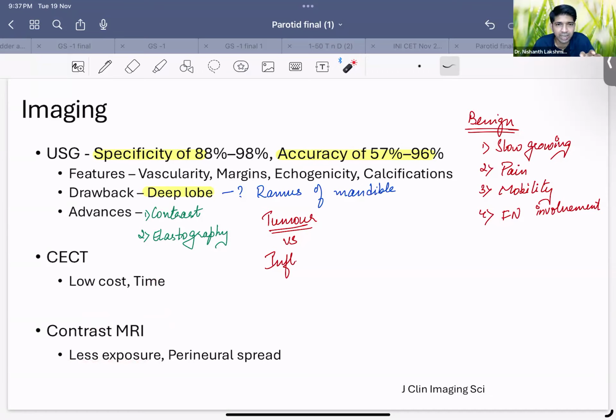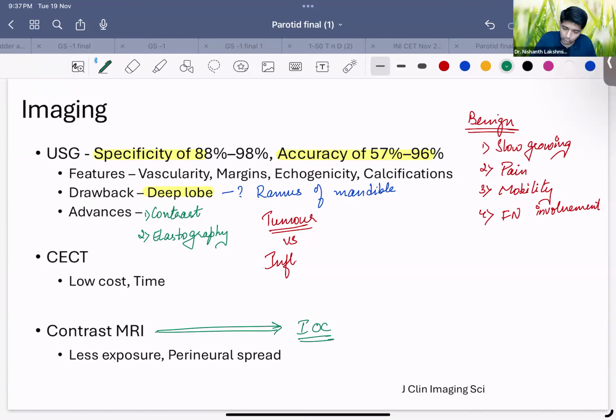So compliance is not that great. But the advantage is that if there is perineural spread, you can pick it up much better on an MRI as compared to the CT scan. So if given a choice, if they ask you which of the two you're going to choose, preferably an MRI. This becomes the investigation of choice unless you are suspecting bone involvement. If you're suspecting a bony involvement, then go in for a CECT.